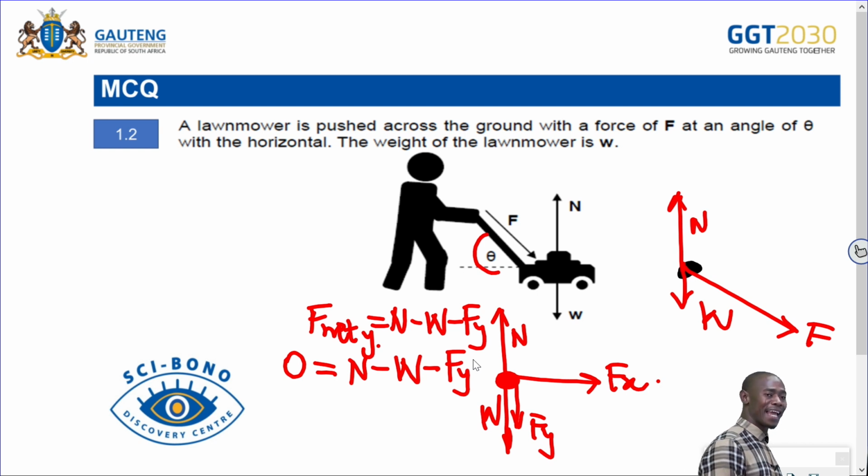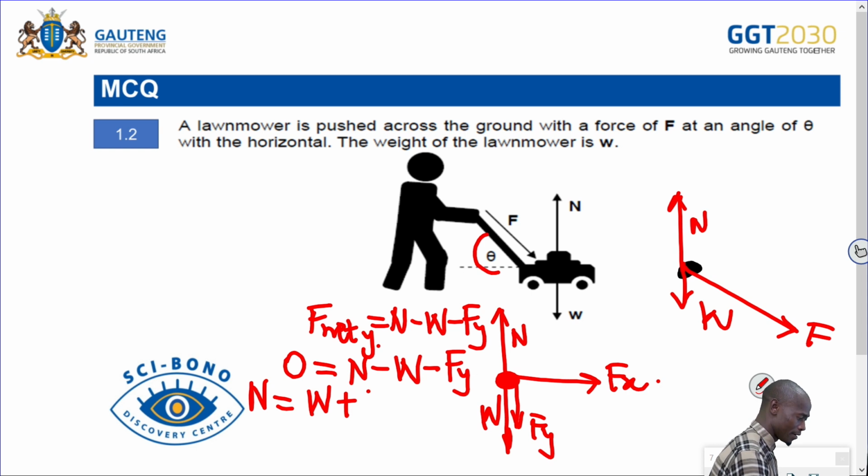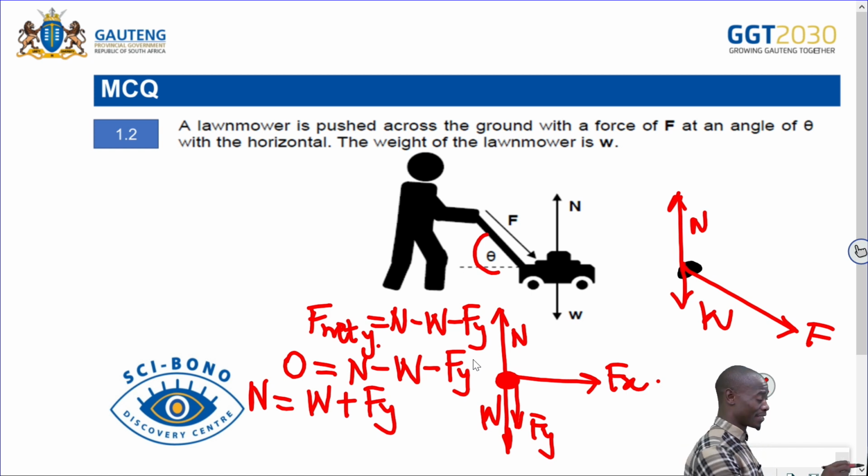Then I'm making n the subject of the formula, which is what I'm looking for. So my n will be weight plus what? Fy. Why am I saying weight plus Fy? If I transpose this to this side, weight, remember this side is negative, so on the other side it will be positive.